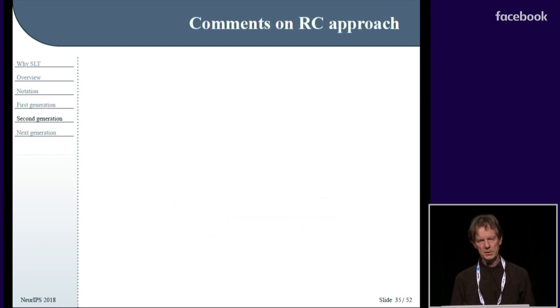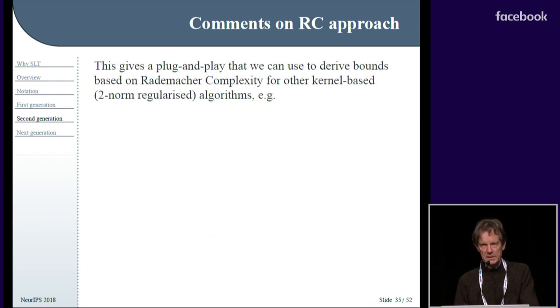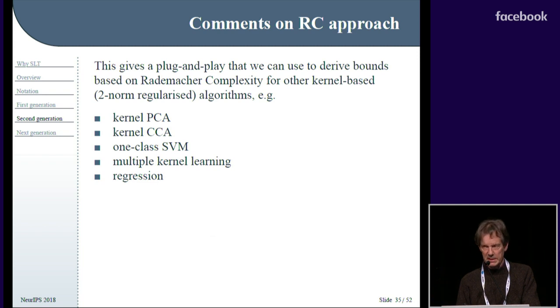So just a few comments on the Rademacher complexity approach. It motivates a general plug and play to derive bounds based on Rademacher complexity for other kernel based, and I mean general two norm regularized algorithms. As you can see, the Rademacher complexity was characterized by this two norm quantity. So you can plug that into any algorithm, and typically, kernel based algorithms do regularize with the two norm. So you can apply it to kernel PCA, kernel CCA, one class SVM, indeed multiple kernel learning, regression, and so on. So there's a generic thing going on here.